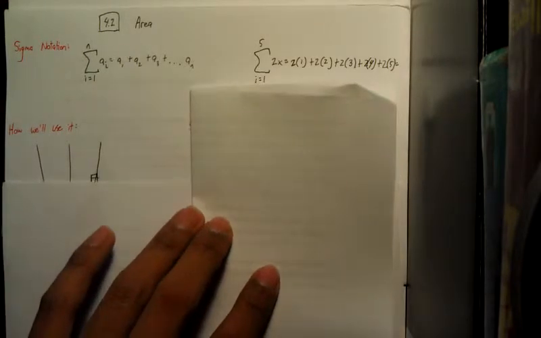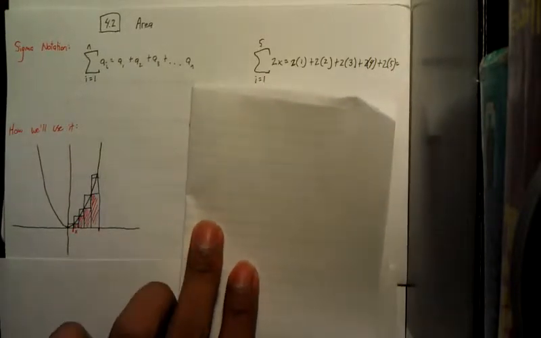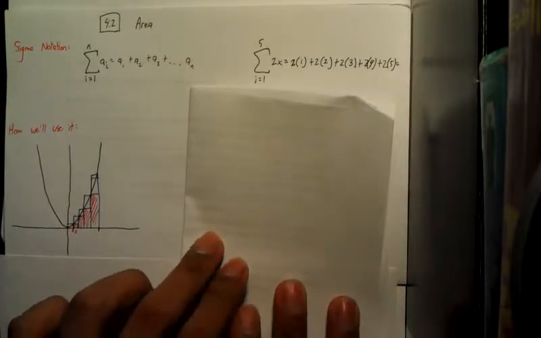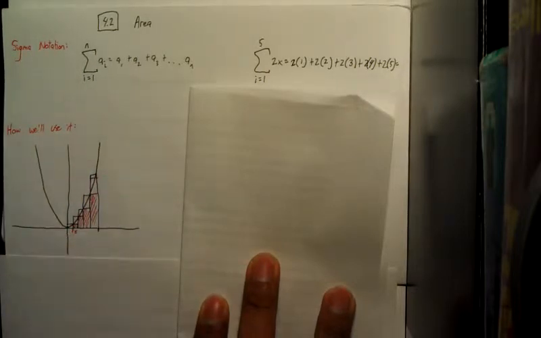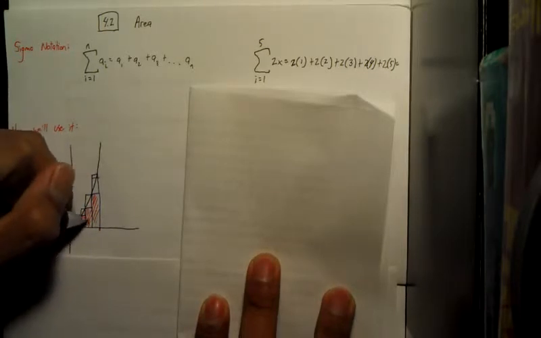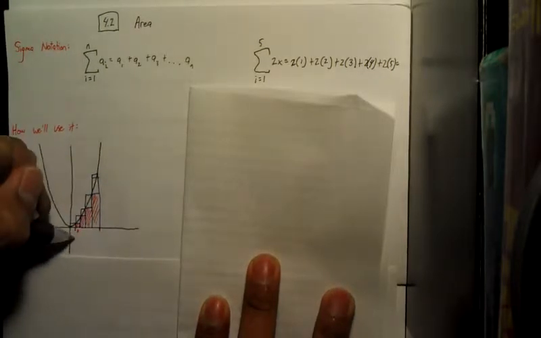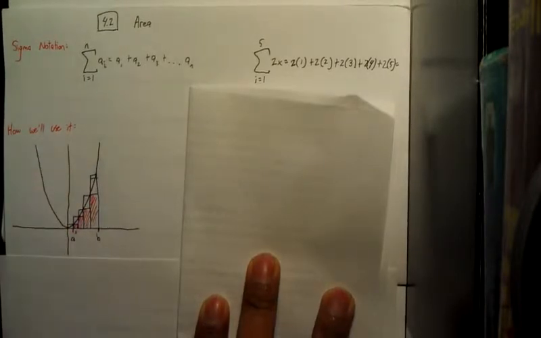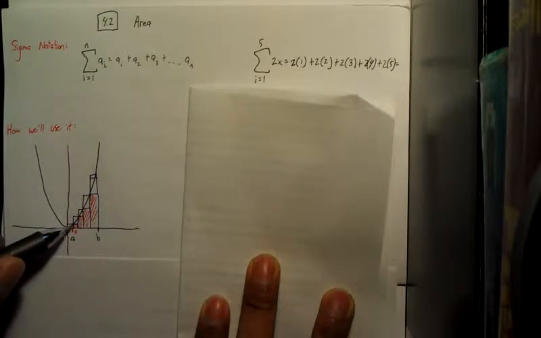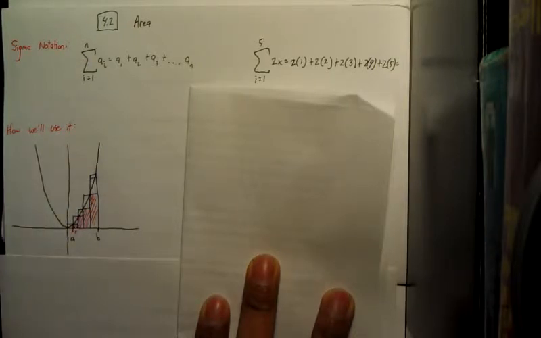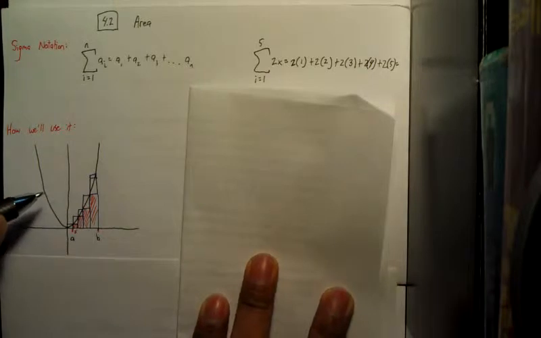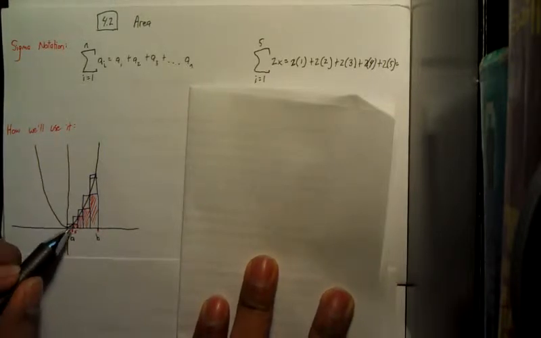Now how we will use it in this chapter, like I said, we are going to be given a curve, and what we're going to try to determine is the area underneath that curve within a certain interval a to b. So this is going to be done by making a series of rectangles underneath the curve, and that will give us an approximation of what the answer will be.